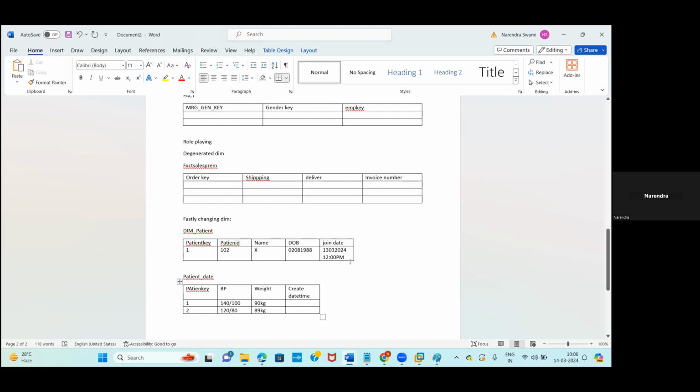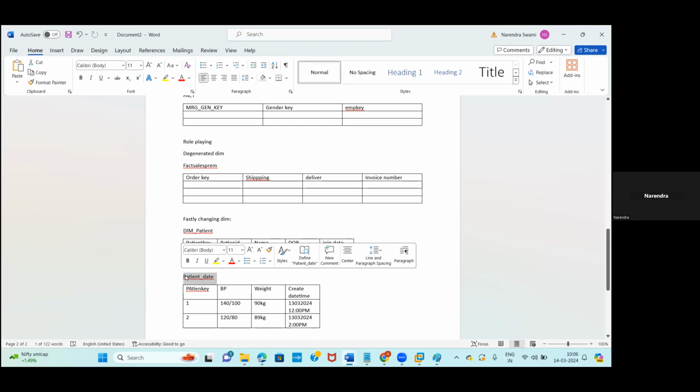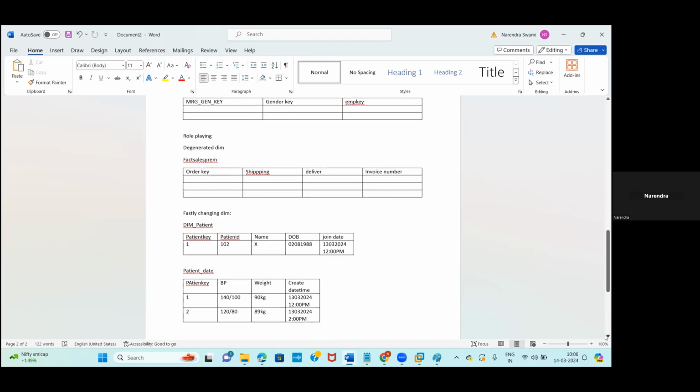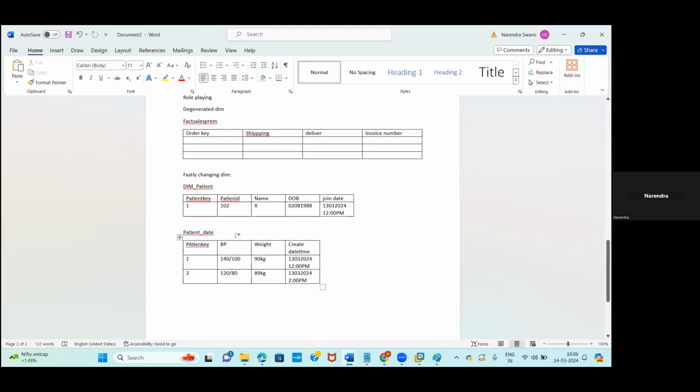I will copy this one, and I will copy this one. Like this, we can enter multiple records for only this column. So this table is called a fast changing dimension. We are separating out the two columns which are fast changing. These columns are separated out as a different table, and that is called a fast changing dimension.